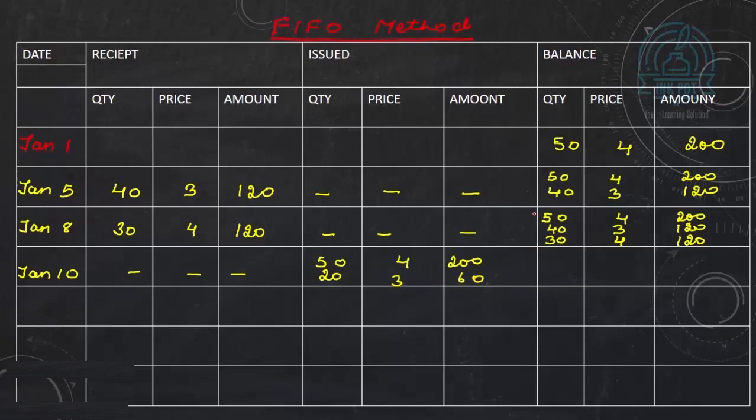Now the balance is, this is completely exhausted, right? And out of this we will deduct 20 units. So balance left is 20 units at the rate of 3. We are left with 20 units at the rate of 3 and still we have complete 30 units at the rate of 4. So it is 60 and 120, right?